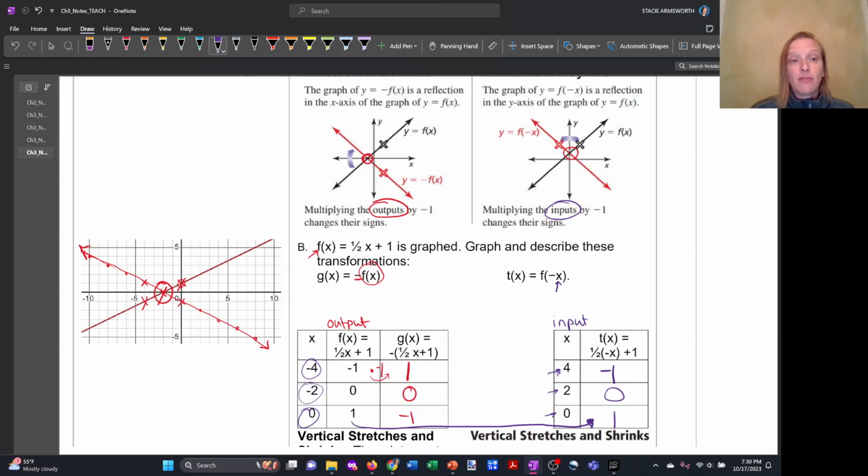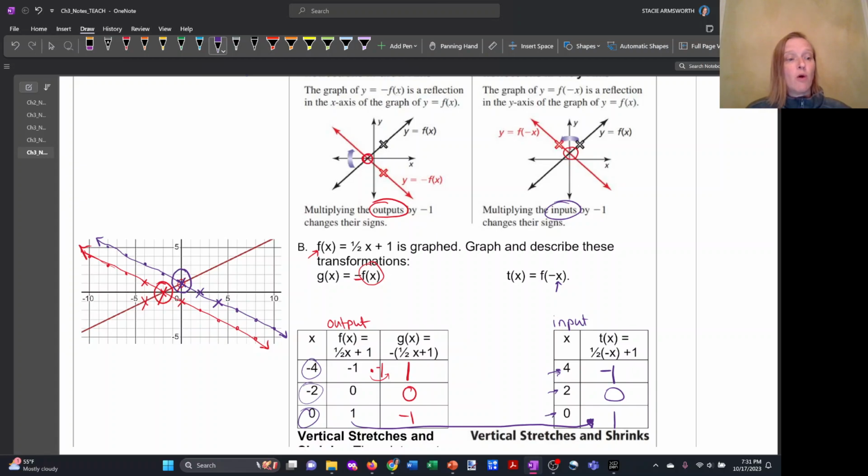So if I plot now, when I'm over here at 4, my point is at -1. When I'm at 2, my point is at 0. And when I'm at 0, my point is at +1. So this y-intercept point overlaps. And if I draw a few more points to extend this, just to help me draw a straighter line, then my line looks like this. And notice that this is a reflection across the y-axis because the y-intercept stayed the same.